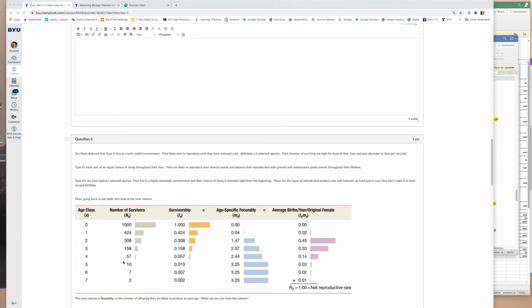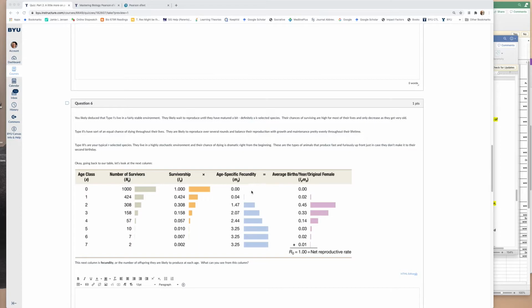So that's your survivorship. So then going back to the table, we can also go and look at how many babies they're having. And it turns out that these lizards don't reproduce until they're about 2 years old. And then as they get older, they actually reproduce more, which is interesting for an R-selected species. So this is your fecundity. So if you take survivorship and multiply it by fecundity, so how likely are you to survive? How many offspring are you likely to have?